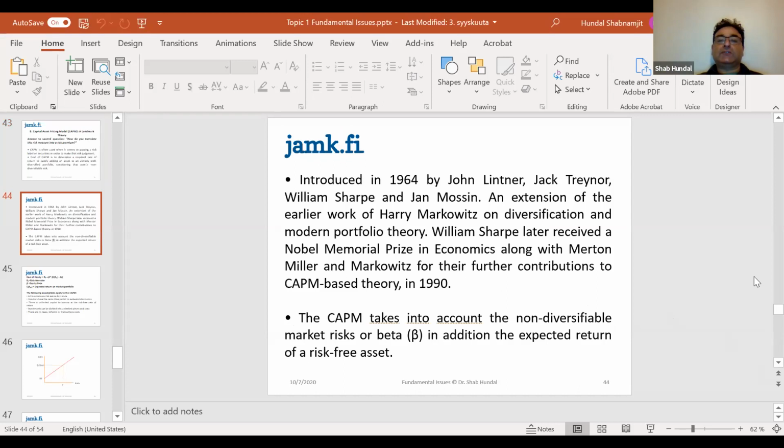This model was first given by John Lintner, Jack Treynor, William Sharpe, and Jan Mossin in 1964. But then afterwards, Harry Markowitz did a marvelous job to develop this theory. William Sharpe received the Nobel Prize in economics, along with Merton Miller and Markowitz. And during the 90s, this model was extensively developed.